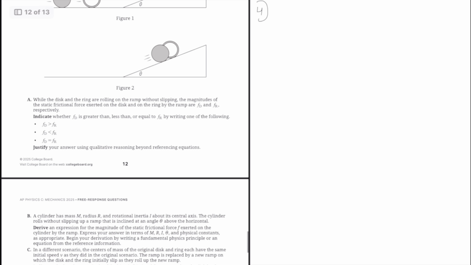While the disk and the ring are rolling on the ramp without slipping, the magnitudes of the static frictional force exerted on the disk and ring are Fd and Fr respectively. Indicate whether Fd is less than, greater than, or equal to Fr by writing one of the following. Justify your answer using qualitative reasoning beyond referencing equations. This is what we need to think.